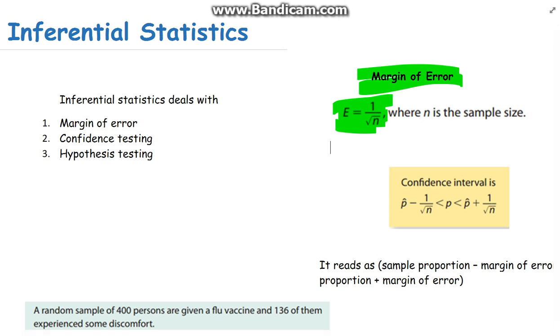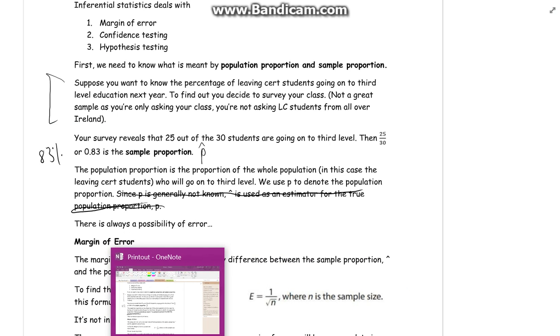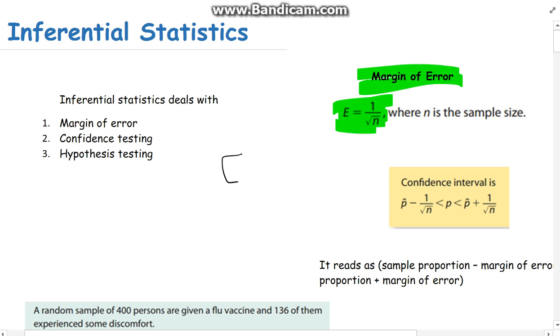So what we would do for margin of error: if we think of the sample we had here, you asked 30 students in your Leaving Cert class, then n is going to be your 30, because that's how many people you sampled. If we find the margin of error there, we would have error equals 1 over the square root of 30, because you asked 30 people. You put that into your calculator, 1 over root 30 equals 0.1825. So 0.18 or 18%. That's your margin of error that you have to account for.